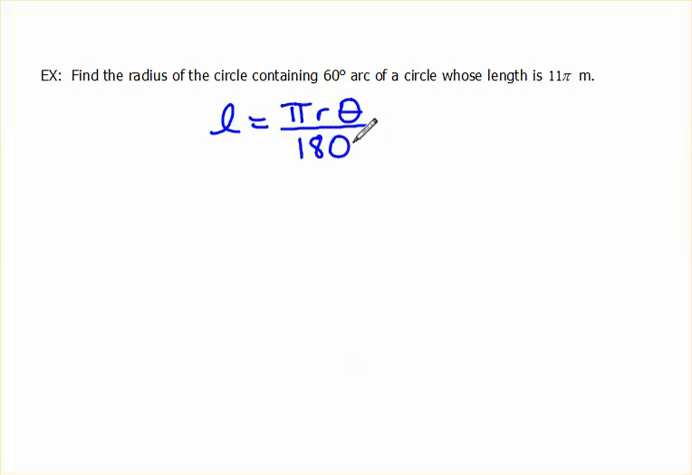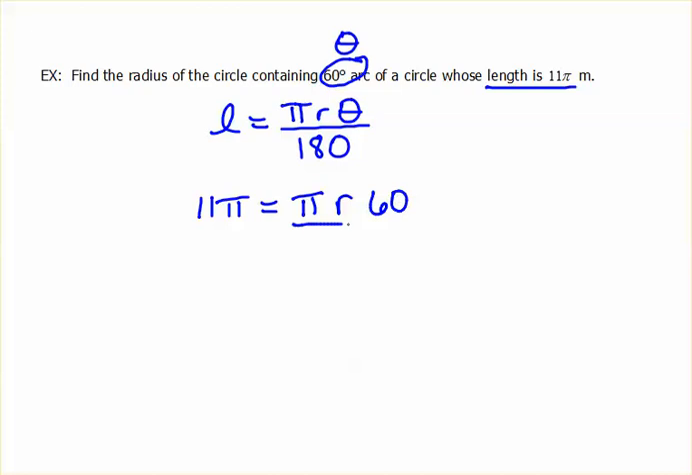Okay, so our problem says find the radius of the circle containing a 60-degree arc of a circle whose length is 11 pi meters. So they've given us length is 11 pi meters, and they've also given us a 60-degree angle. That's our theta. So if I plug in what I know, in place of L, I'm going to put in 11 pi equals pi times r. Instead of theta, I'm going to put in 60 divided by 180. And now we can solve that for r just by doing algebra.